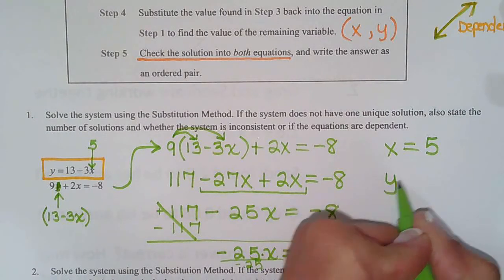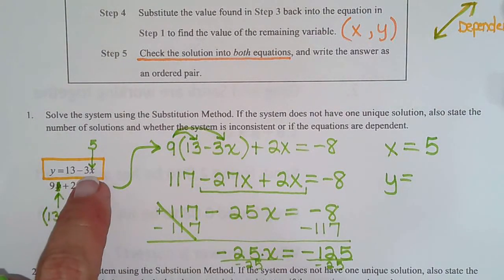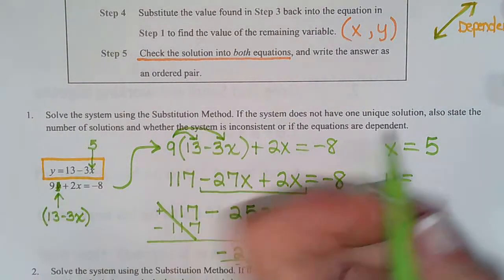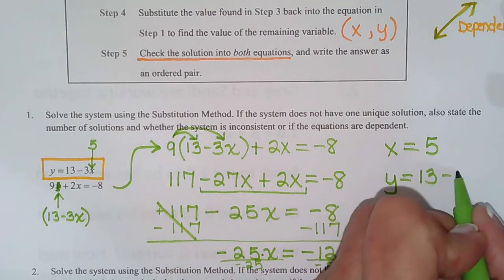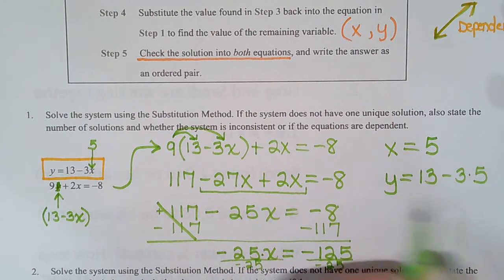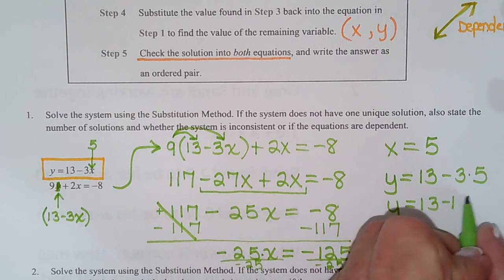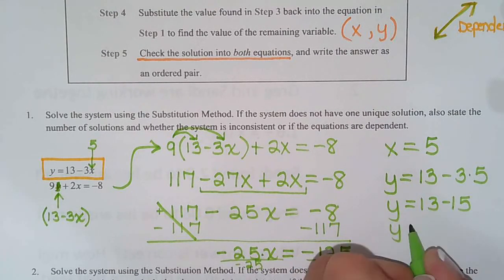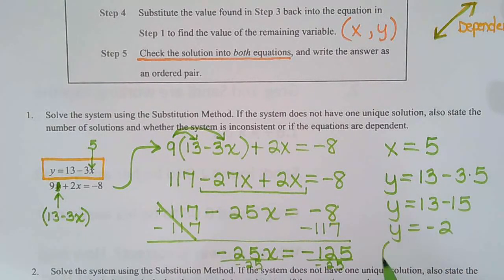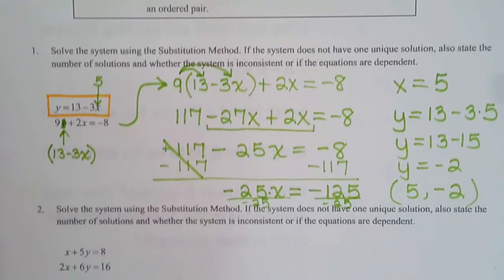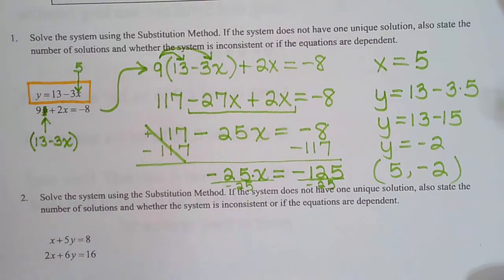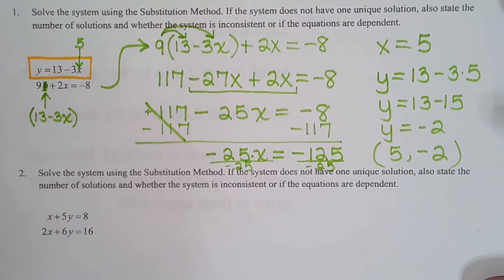So to find y, it's going to be 13 minus 3 times 5. So 13 minus 15 is going to give us negative 2. So we have 5, negative 2 as our solution. So that's the point where the two lines cross.